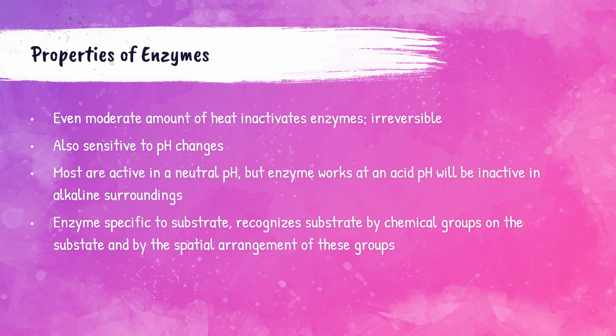Even a moderate amount of heat can inactivate enzymes, and this is an irreversible alteration of that enzyme. Enzymes are also sensitive to pH changes, so some enzymes work the best at an alkaline pH, which is a basic pH, and there are those that work optimally at an acidic pH. Most, however, work best at a pH that is close to neutral, so around 7.0. Enzymes recognize their corresponding substrate by its chemical groups.